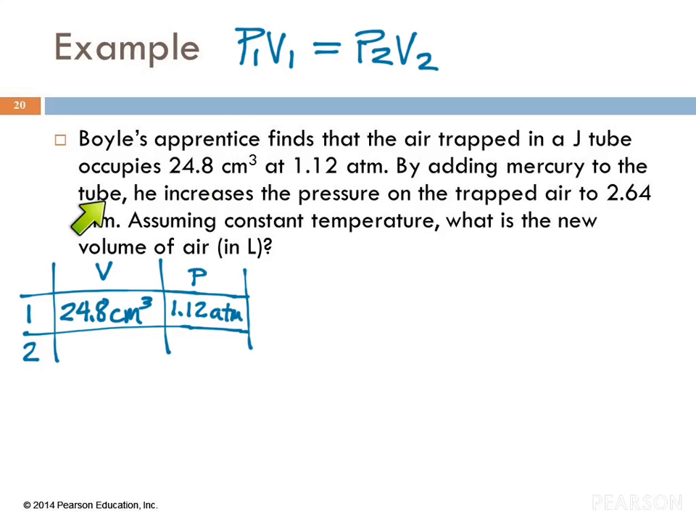He's adding mercury to the tube, okay. 2.64 atmospheres. Well, I want to put that in the pressure column. 2.64 atmospheres.